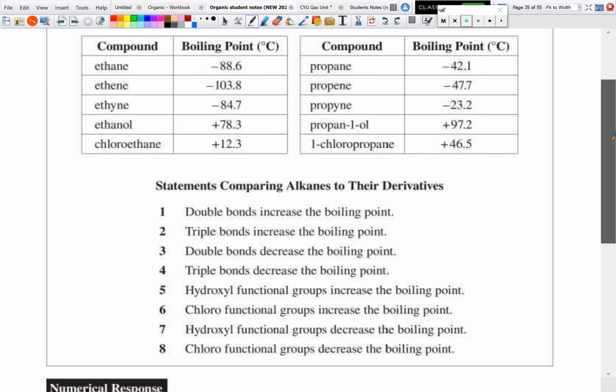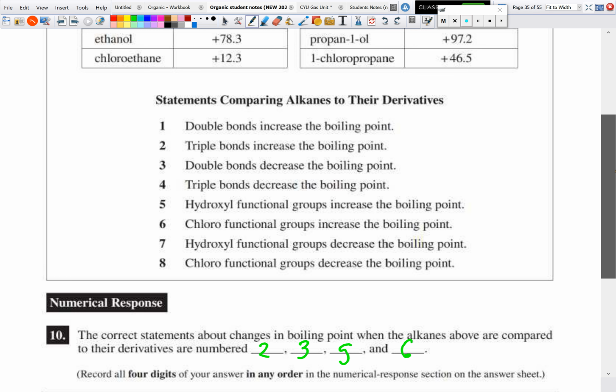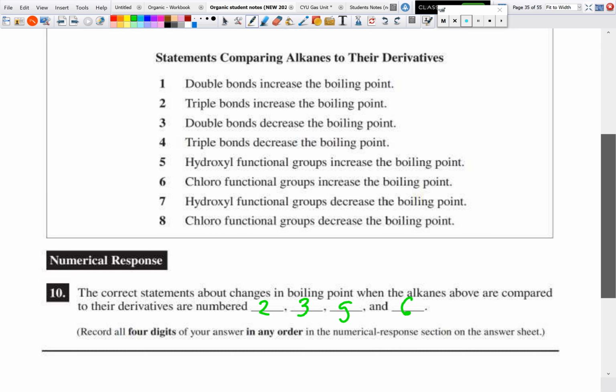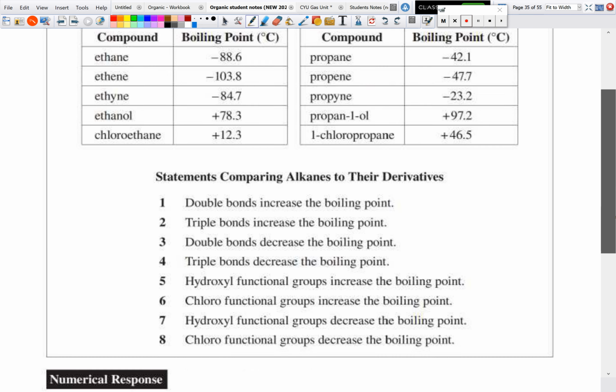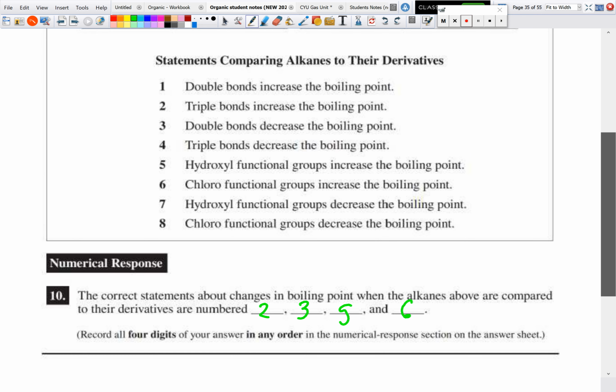All right, so for the first one, the answers you should get are 2, 3, 5, and 6. So of course with that, you're just looking at this right here. You can tell that triple bonds increase boiling point because we're starting with our normal one right here. So it's negative 88.6 and it jumps up to negative 84.7. Same thing with our propane and propyne one. And we can tell the same thing with double bonds decreasing the boiling point. We have the hydroxyl functional group increasing the boiling point, and the chloro functional group increases the boiling point as well.